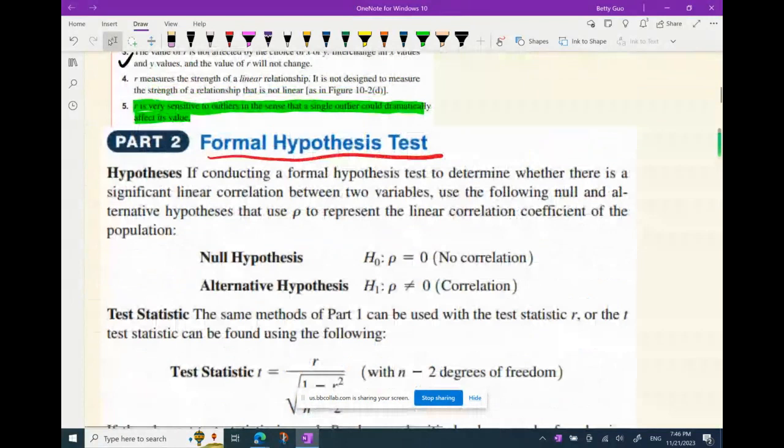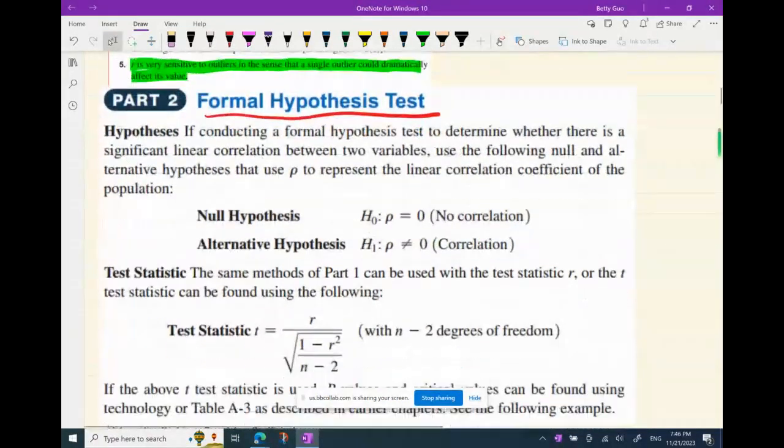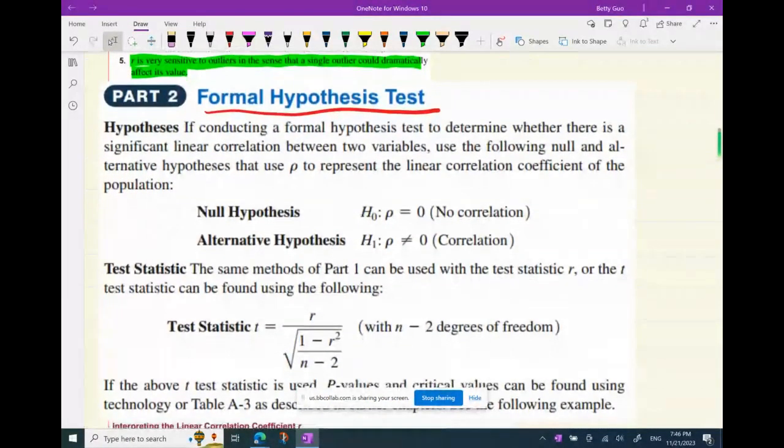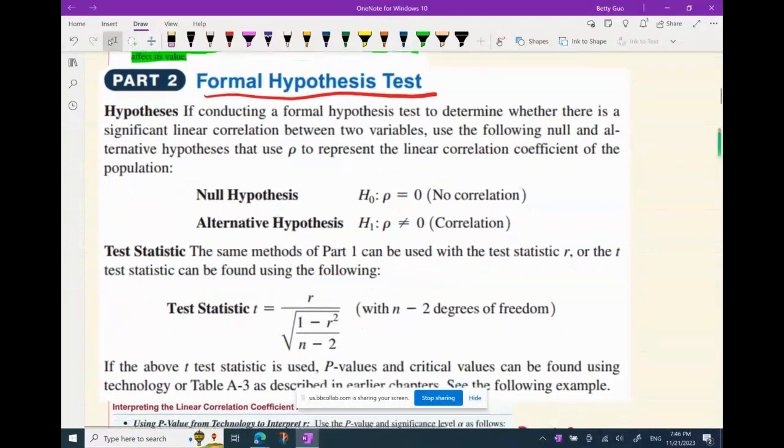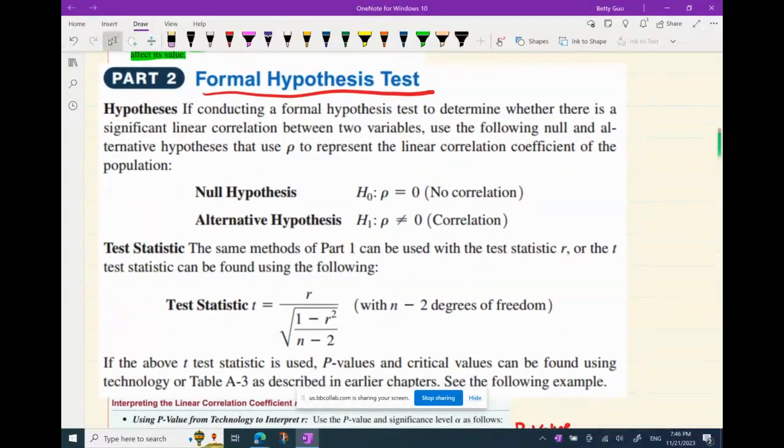Also, we can use the hypothesis test. We have learned two chapters, chapter 8 and chapter 9, both of them about hypothesis tests. In this chapter, we can also use the process of hypothesis tests to test if there is a correlation between two variables. For the hypothesis test of the linear correlation, the null is always rho equals 0.